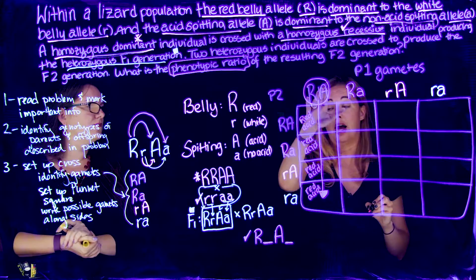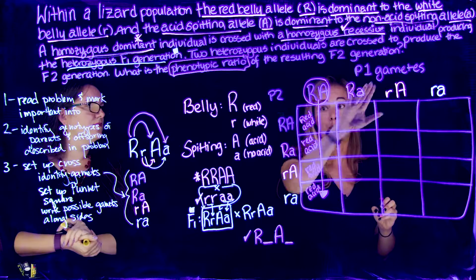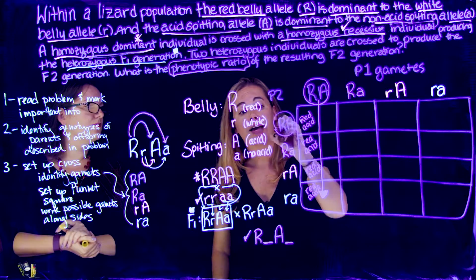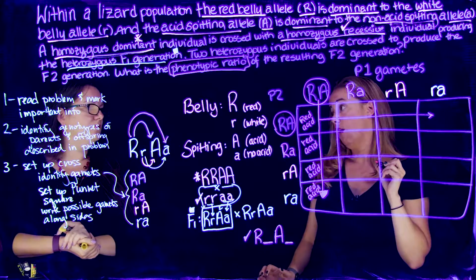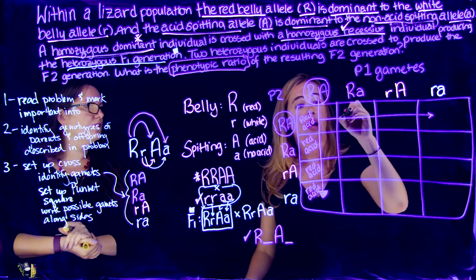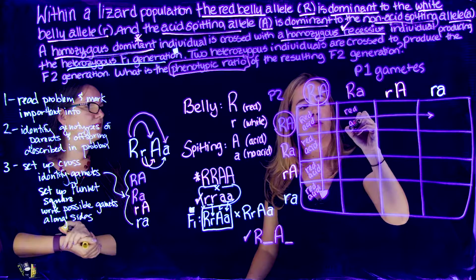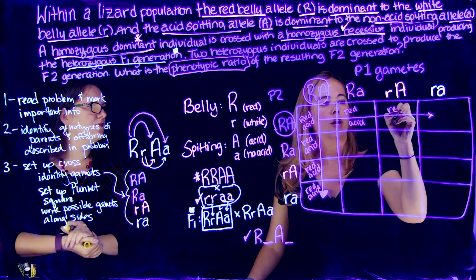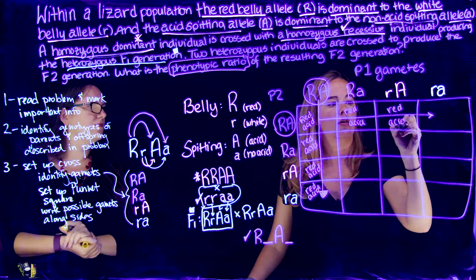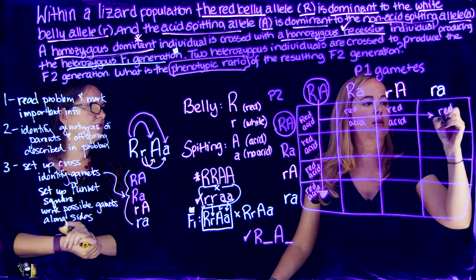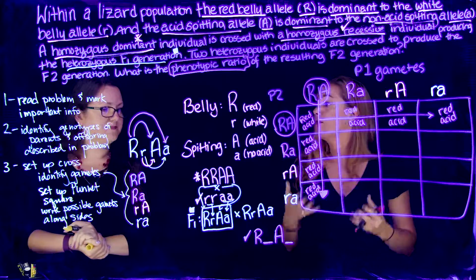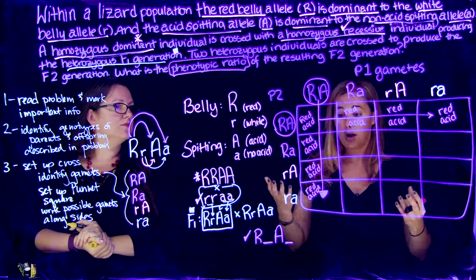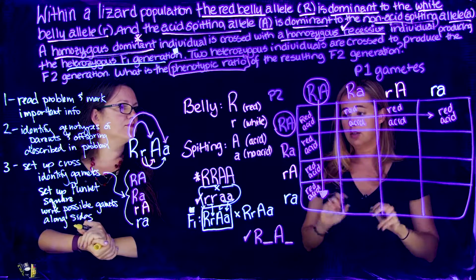Now, we have that gamete for parent number 1. You have that gamete for parent number 2. Same thing all the way across, right? So we're going to have red acid here, red acid here, and red acid here. So you are seeing the dominant phenotype for both genes, right? Okay, so cool. That makes sense.